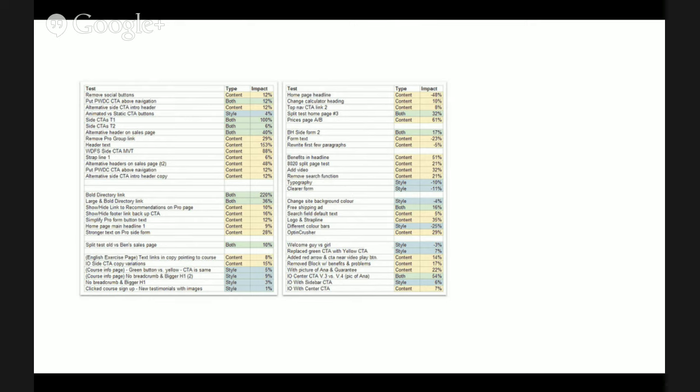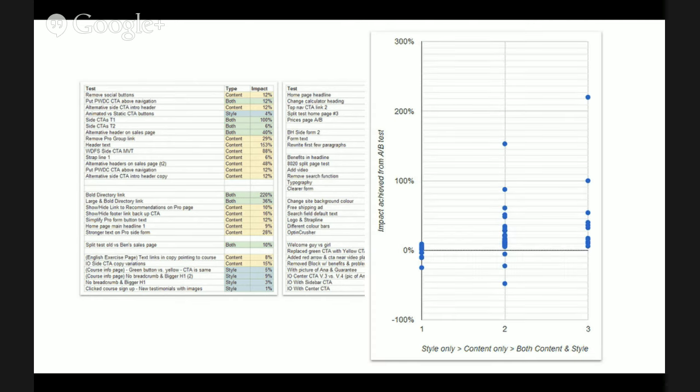There's lots of examples in there. Typography change had a minus 10% impact. Logo and strapline change was content that had 35% impact, for example. So what I then did was I correlated the results. Now on here you can see column number 1 represents the style changes only. Column number 2 is content changes only, and the third column is the ones where I tested both style and content changes together.